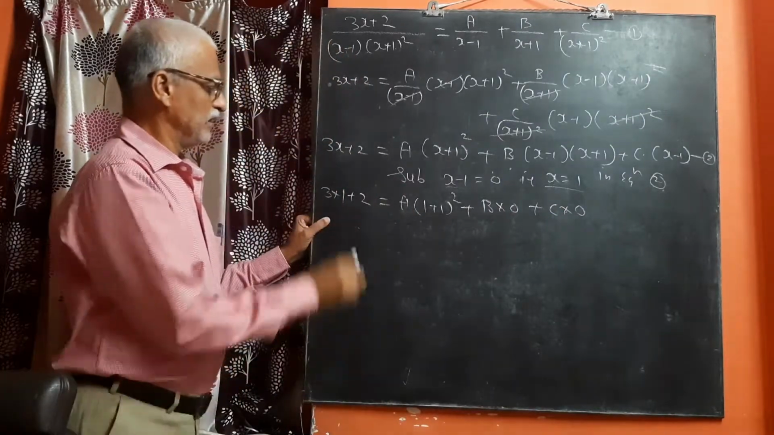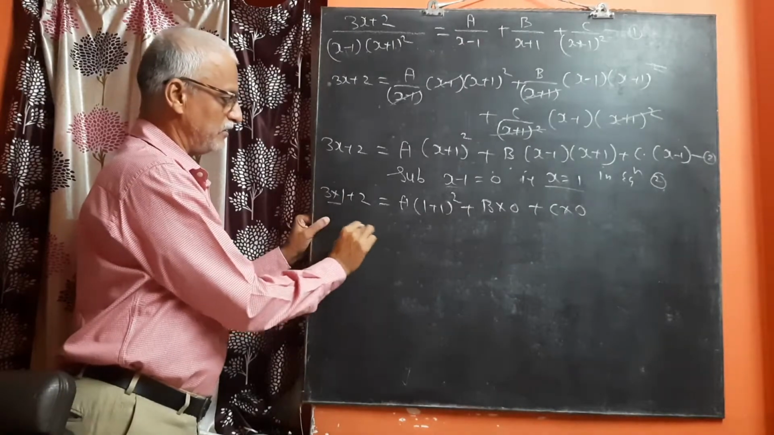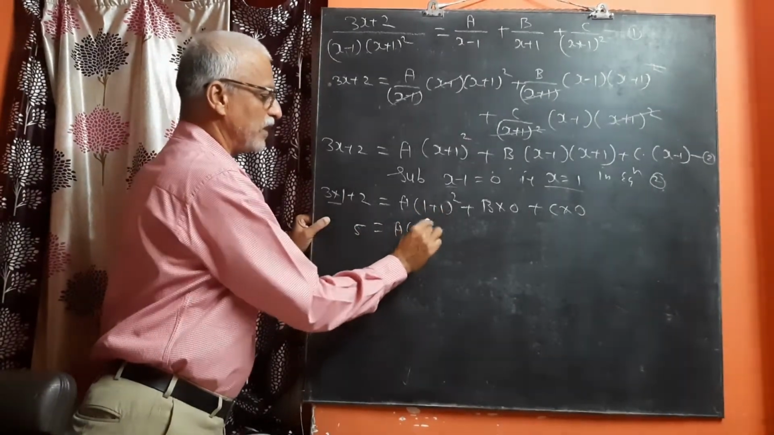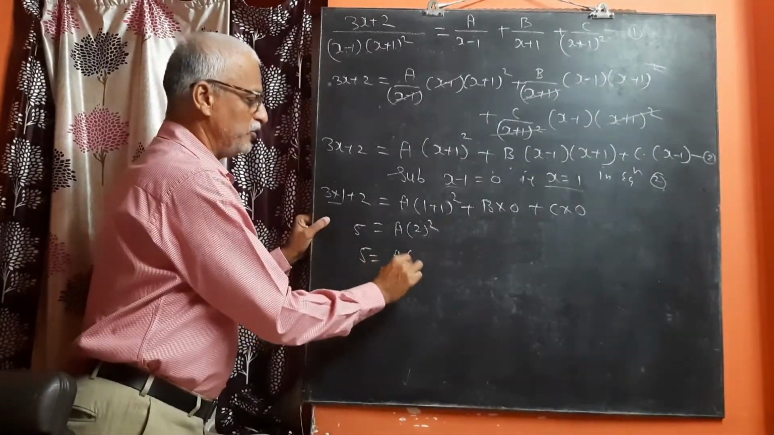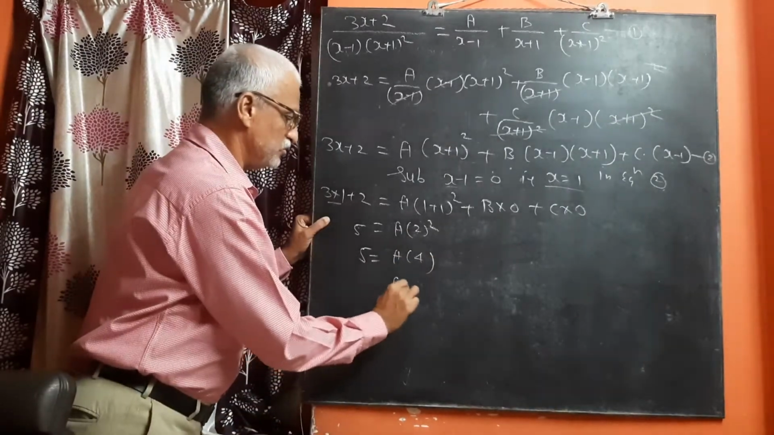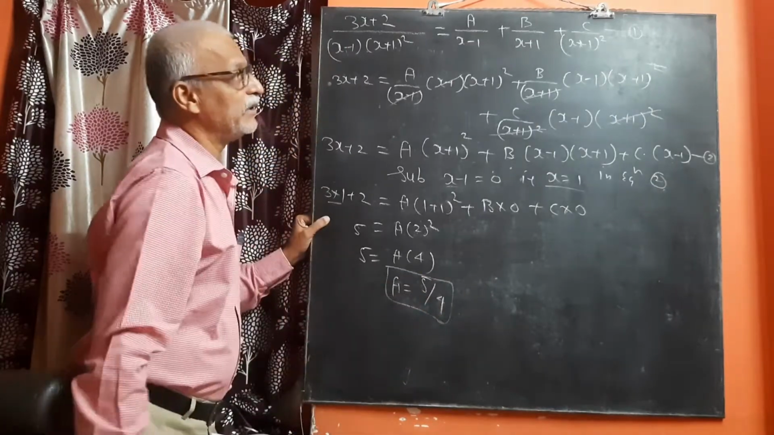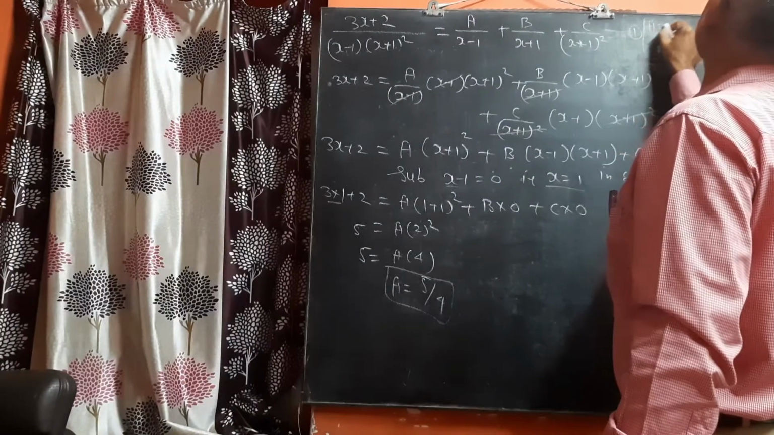Now 3 into 1 is 3, plus 2, that is 5, equals a into (1 plus 1) squared. That means 5 equals a into 2 squared, which is 4. So the value of a equals 5 by 4. I put here the value of a equals 5 by 4.